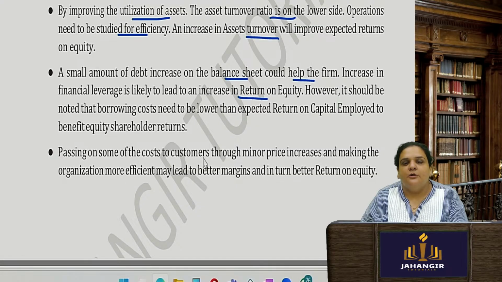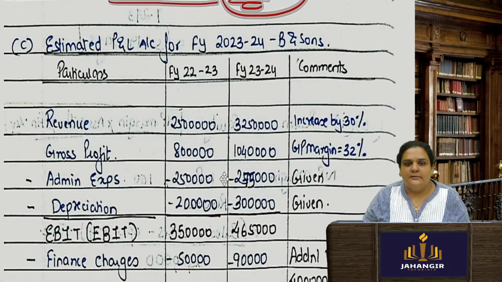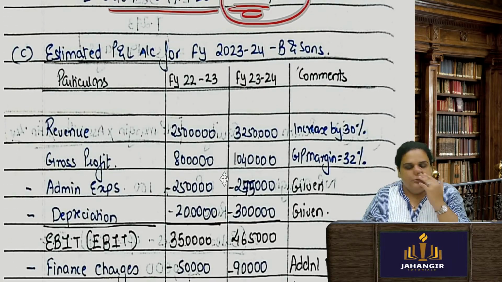Passing on some of the cost to the customers through minor price increases can make the organization more effective. Therefore, since you will charge a little more, your net profit will also increase. So all three ratios need to be improved in order to have a better return on equity.